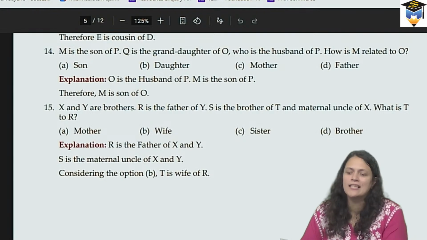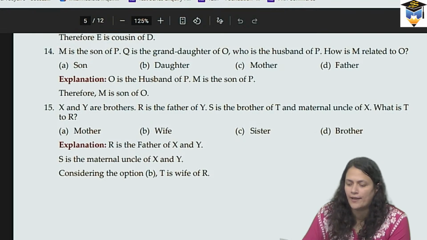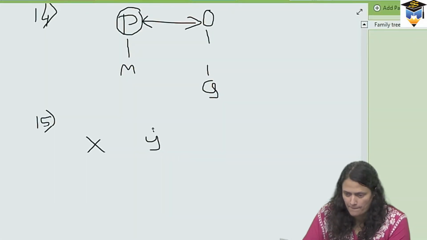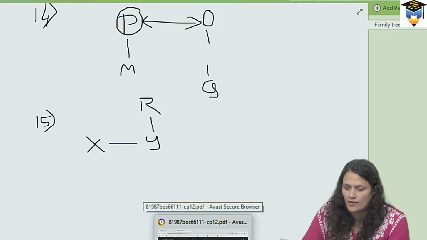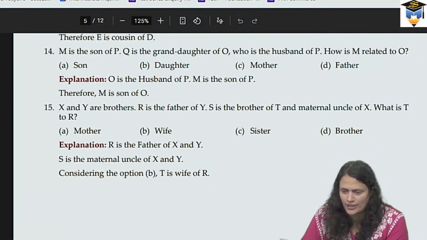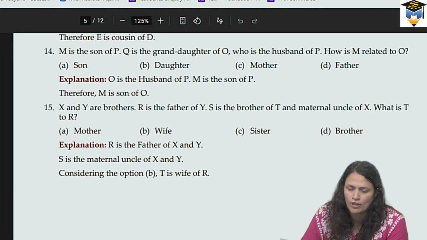X and Y are brothers. R is the father of Y. S is the brother of T, but T is not given to us. And maternal uncle of X. So S is maternal uncle of X.